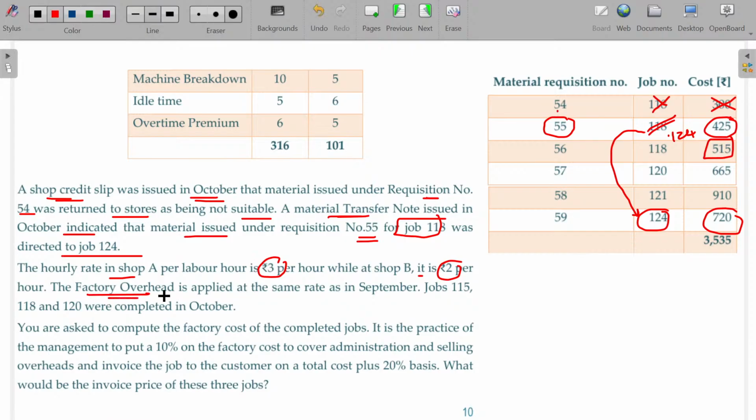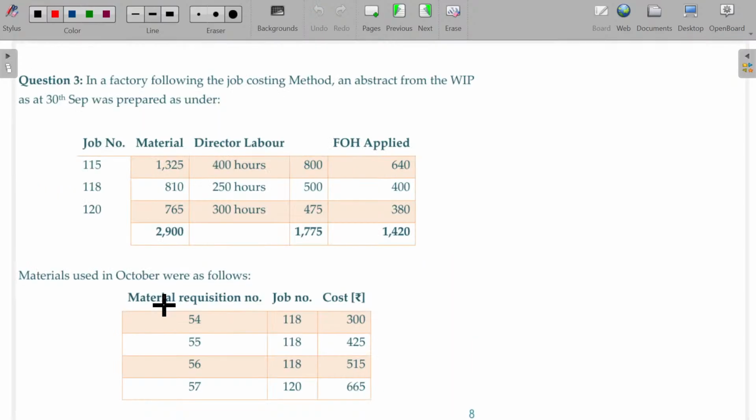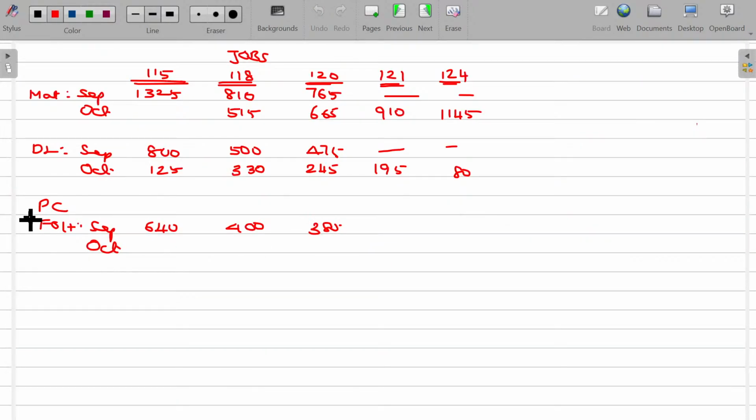Now, the factory overhead is applied at the same rate as in September. Jobs 115, 118 and 120 were completed in October. So factory overhead is applied similar to the earlier one. Assume that the direct labor being 800, factory overhead being 640. Then what is the percentage you are getting? Overhead divided by direct labor. I think 80 percentage, always 80 percentage. So now also you can calculate the factory overhead at 80 percentage on the direct labor. Usually nothing stated means direct labor will be the base.